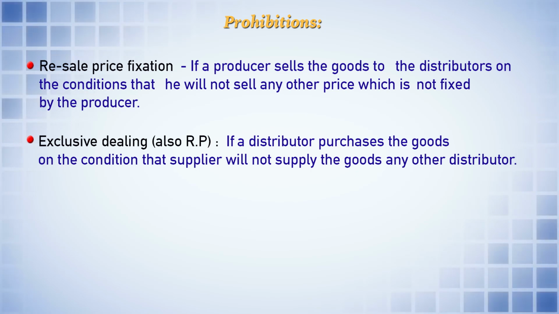Neither the producer nor the distributor should put such conditions on the other person concerned. The producer and the distributor should have the freedom to sell, and the freedom to purchase goods from anybody. Any such restriction is against the spirit of competition. Therefore, it is prohibited under the Act.